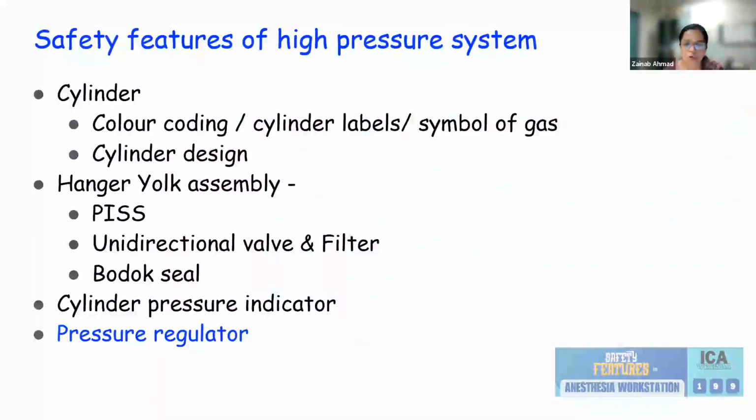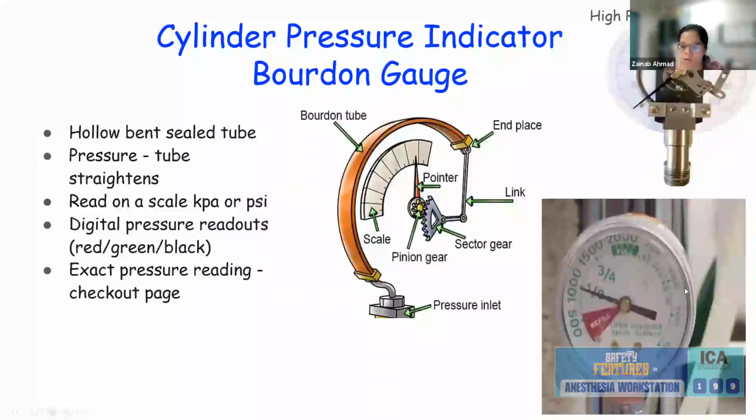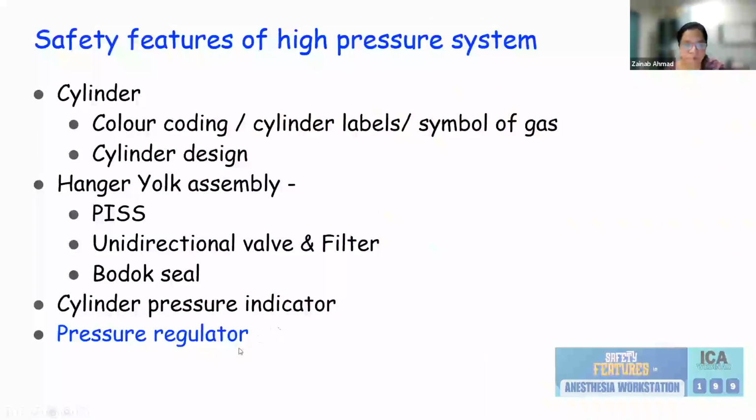This Bourdon gauge is designed so that it can read 1.5 times the service pressure. Earlier there have been incidents of explosion of this Bourdon gauge, so it is designed in a way that it will not explode from the front. It will always explode from the back. So this also has inbuilt safety features.